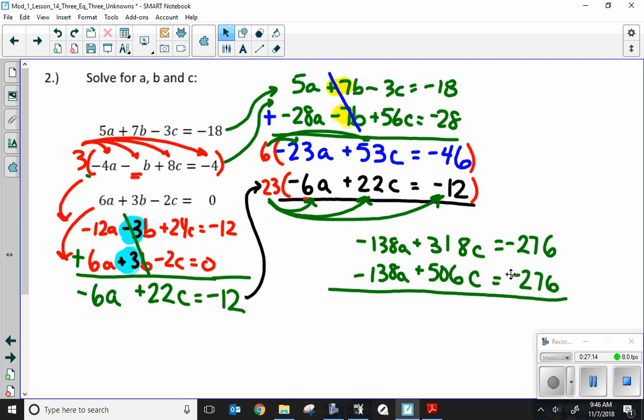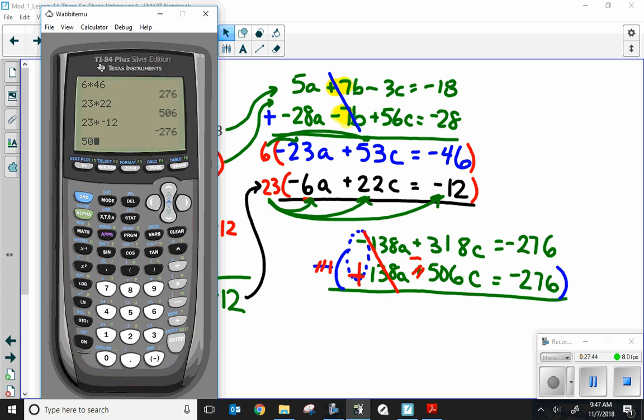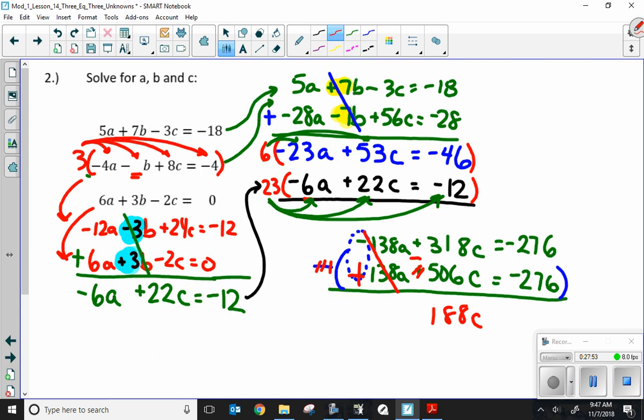So let's see. Those are big numbers, but something's going to happen here that makes life really, really easy. Okay? Our signs are the same. So I have to subtract this whole thing, which means I'm going to change the signs of everything in here. This will turn to positive, so it goes bye-bye. This will turn to negative. Holy potatoes. So 506 minus 318, 188. 188C, and this will go from minus to plus, equals 0.